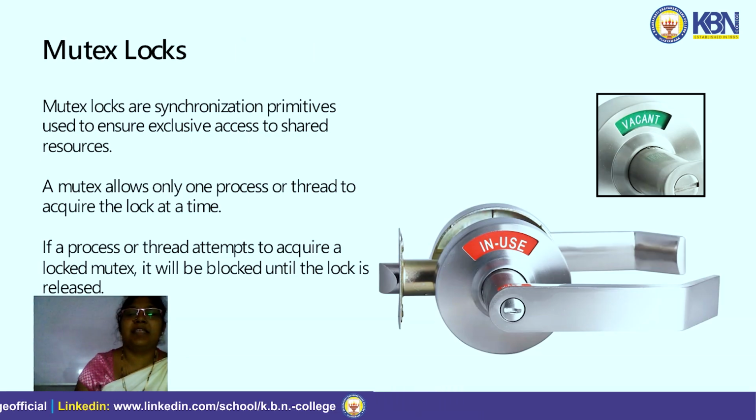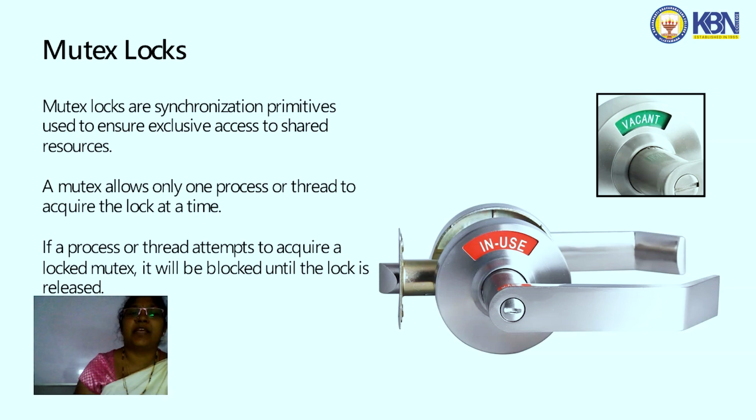Mutex locks. See in the picture, the locked and unlocked states. Mutex locks are synchronization primitives used to ensure exclusive access to shared resources. So here we can share the resources, but sometimes we get confusion in sharing resources. Why? The mutex allows only one process or thread to acquire the lock at a time. So no other process can access it. That's why we don't get any confusion.